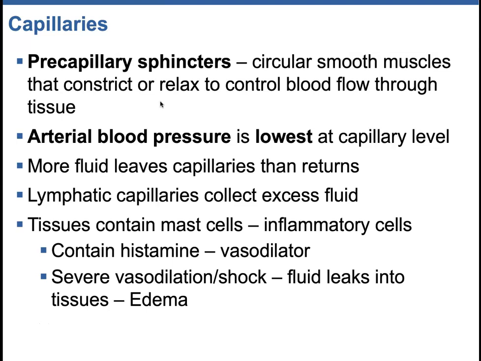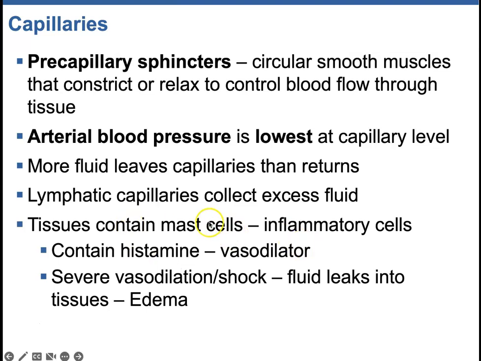The precapillary sphincters are what regulate, obviously, blood flow into the capillary. And so that is where your pressure is going to be coming down the lowest. But one of the things that can happen is that you can get increased blood flow, with greater vasodilation, when you have some kind of inflammatory response. So we have tissues that contain mast cells, and mast cells have histamine. And histamine is a very powerful vasodilator that opens up our vessels and allows increased blood flow to go to the tissues.